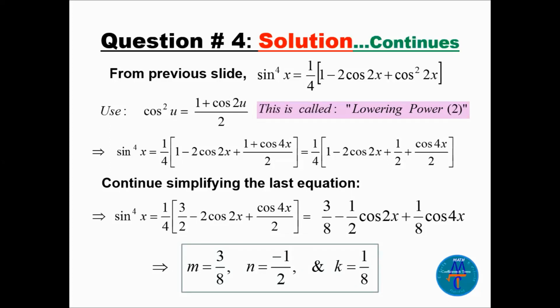Multiply inside here all. You see this one, 4? Distribute inside, multiply. 1 over 4 times 3 over 2 becomes 3 over 8. Multiply, multiply. Then you can compare with the given question. So m will be the first number, 3 over 8. n will be minus half. And k will be 1 over 8. That's not an easy question, but I think you will understand it.